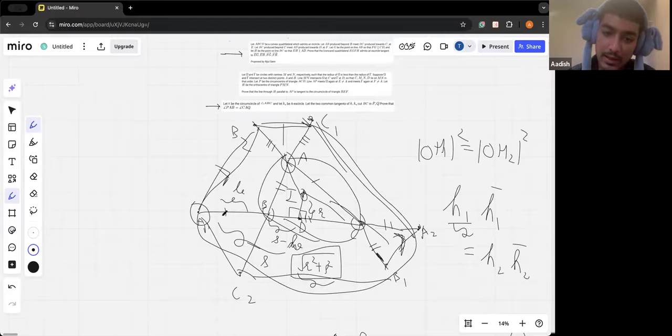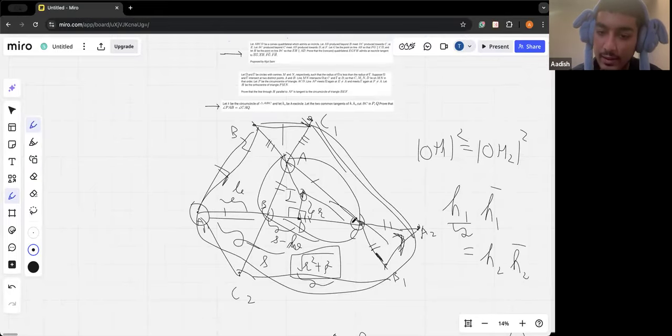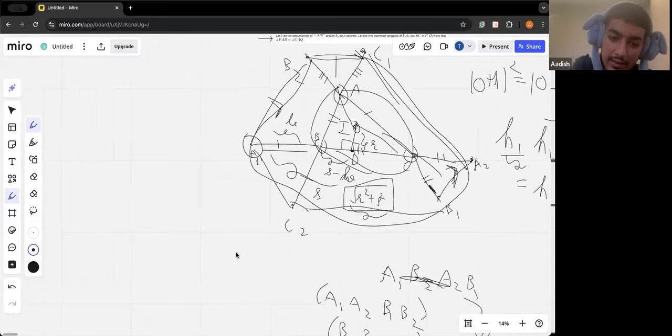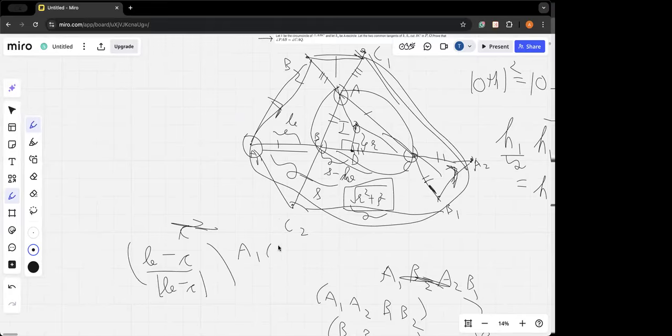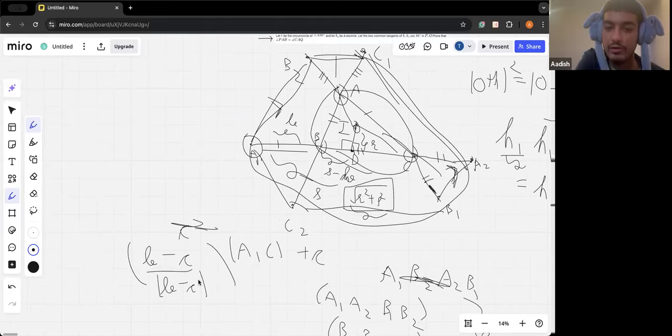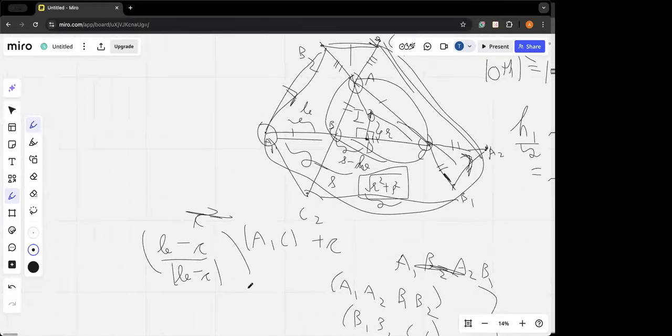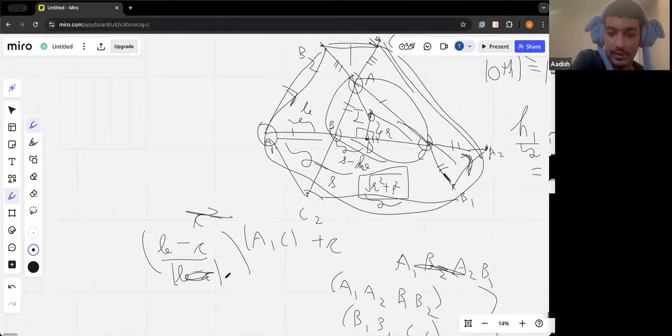So what you're saying is take the vector CB, sorry, BC, so B minus C. Divide by the length BC and multiply by the A1C length. Then you add C and this will be A1. Right. Okay.